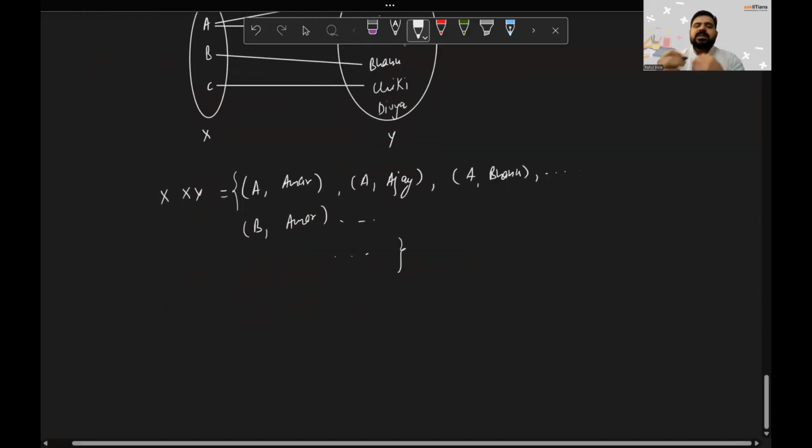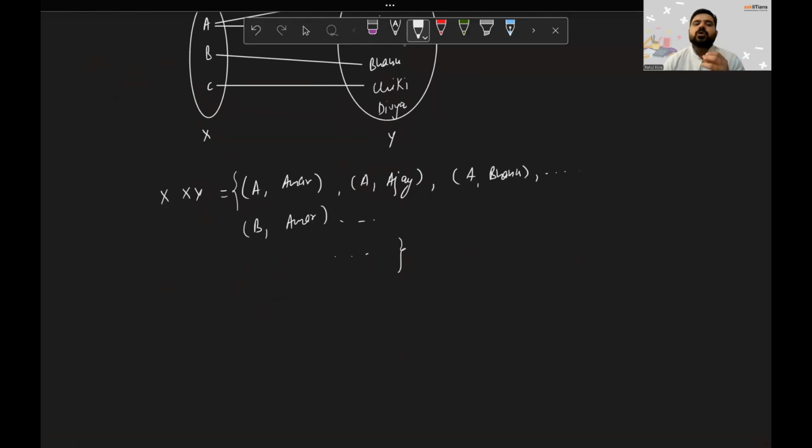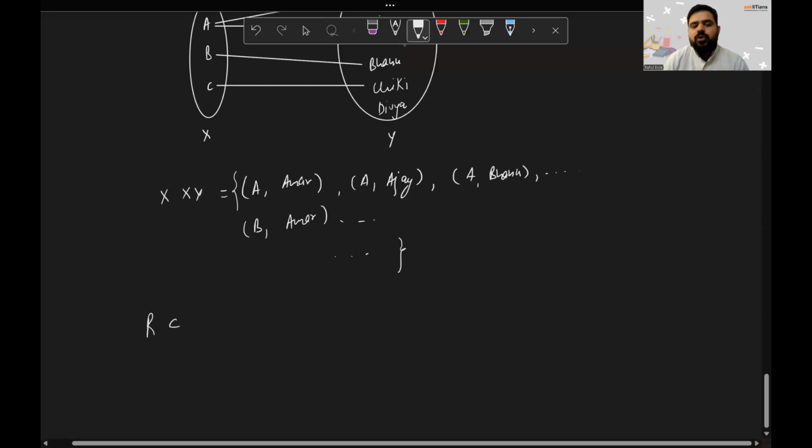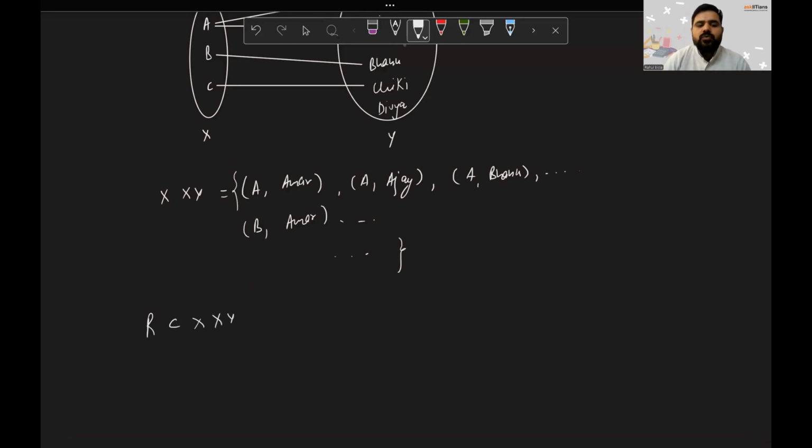So what exactly do I mean by this? So a subset of X cross Y is what I'm trying to say. And that is what is going to be relation. So for time being, I'm defining it by R, which is going to be a subset of X cross Y.